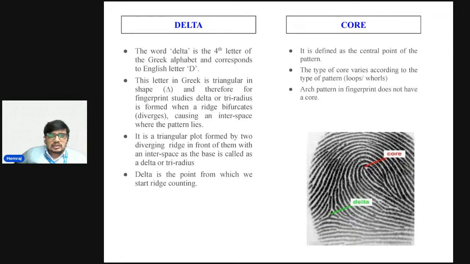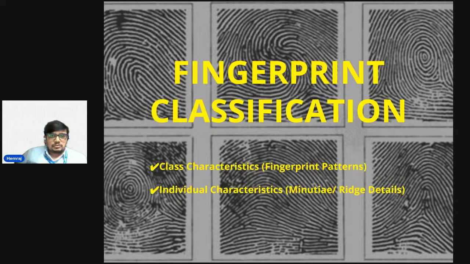When we start ridge counting and all that, I'm not going through ridge counting and very much technical detail. Then core is, as I said, the very central point of our fingerprint. The type of core varies according to the type of pattern. So there are different types of patterns. Just a minute.